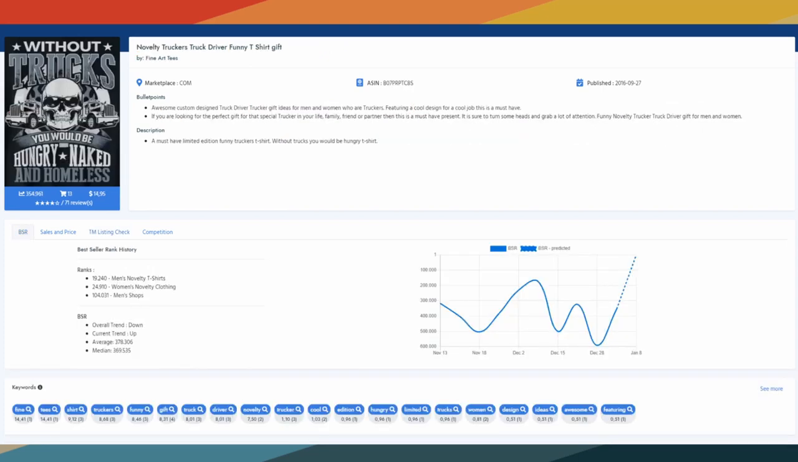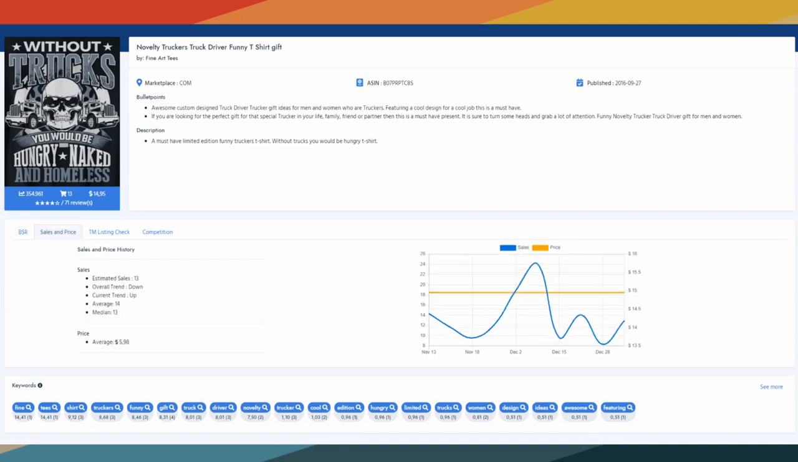Niche number 4. Without trucks, you would be naked, hungry and homeless. The BSR of this design was also waving a bit, but it started to go up and they predict it will go even higher. If you look at the design itself, I don't know how many of us would be able to make a better design. This man did a really good job and it pays off. The bullet points are okay, but the description could be more encouraging. Look at the BSR history.